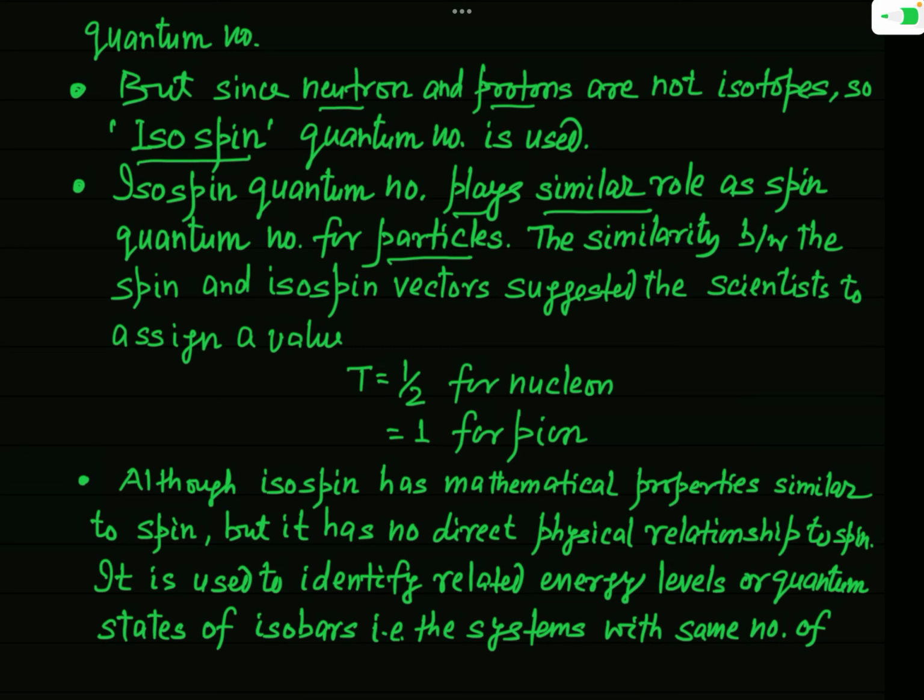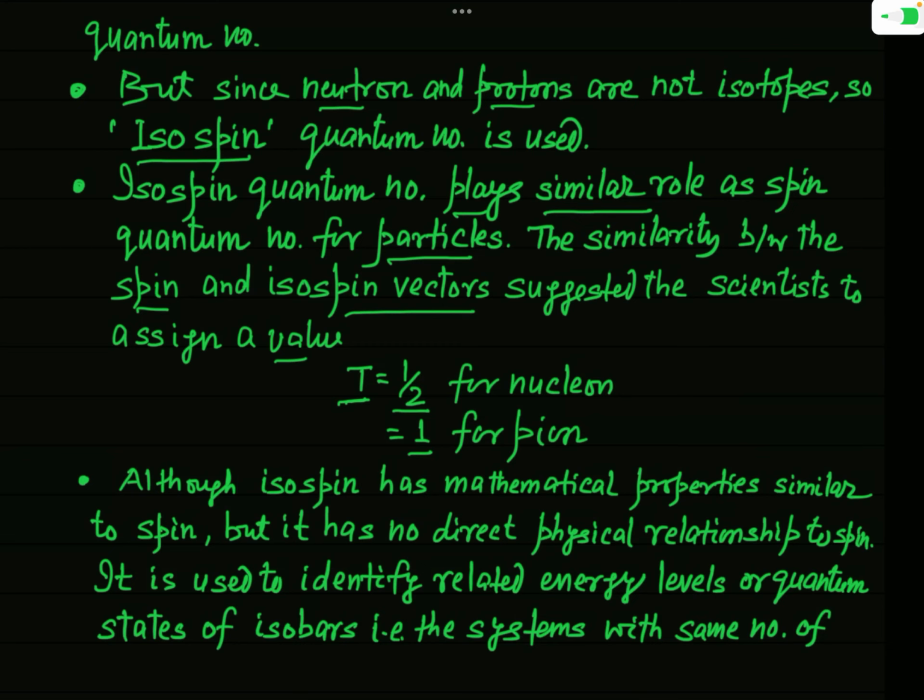This similarity between the spin and isospin vector suggested to the scientists to assign the value. In fact, this isospin quantum number is denoted by the symbol capital T or I, and as the spin of a nucleon is 1 by 2, just as an analogy, scientists suggested that this isospin quantum number for a nucleon, that is neutron and proton, will be 1 by 2, and for pion it is equal to 1.